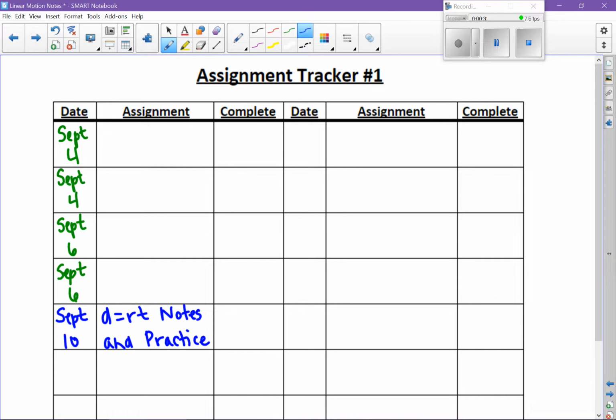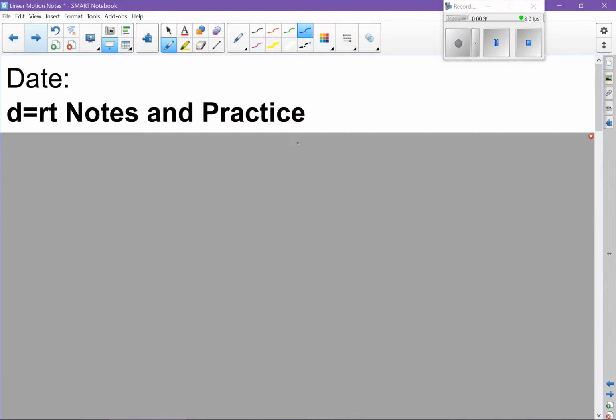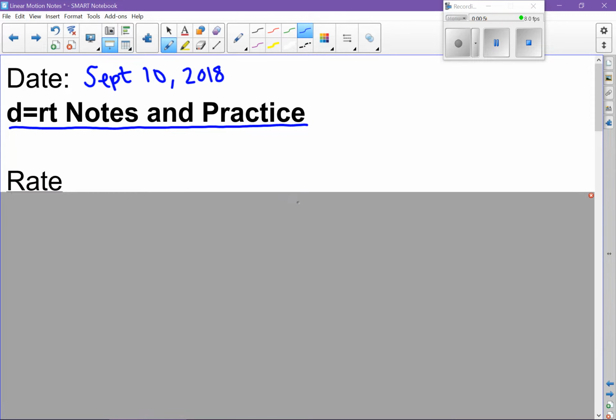Alright, once you have that done, find a clean page in your notebook, and we're going to get started. On the top of the clean page in your spiral, you're going to put the date again, September 10th, and this is your title, so write this: DIRT Notes and Practice. So that's what we're going to work on. Alright, let's get going. So here's what this is.